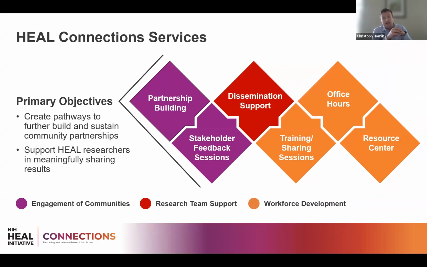Our services extend from this community partnership building and from representative stakeholder feedback loops, seen here in purple, to dissemination support services, where we help select research teams to develop communication products to share their research findings, in red here on the slide, and then on to training, office hours, resource sharing opportunities to build research team capacity to disseminate. Altogether, these Heal Connections services support our center's objective to create pathways to further build and sustain our community partnerships and to support HEAL researchers to meaningfully share their research results.